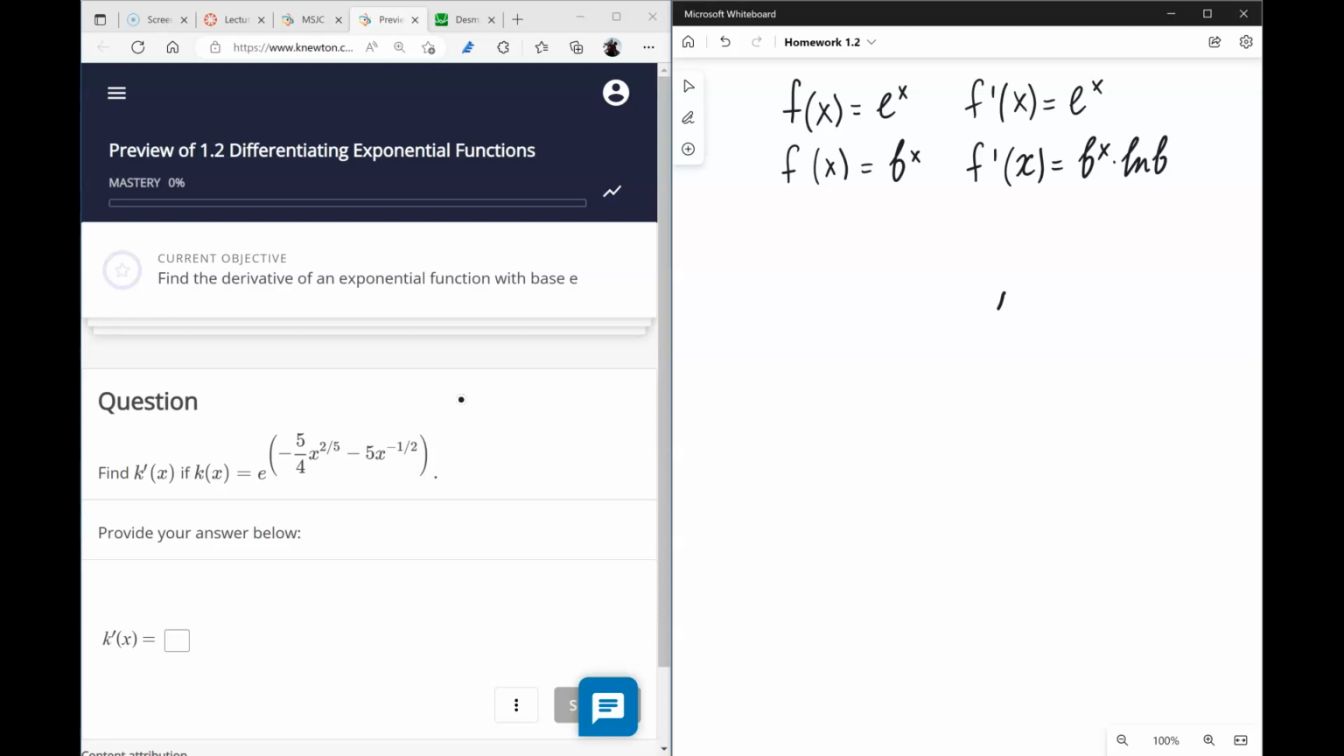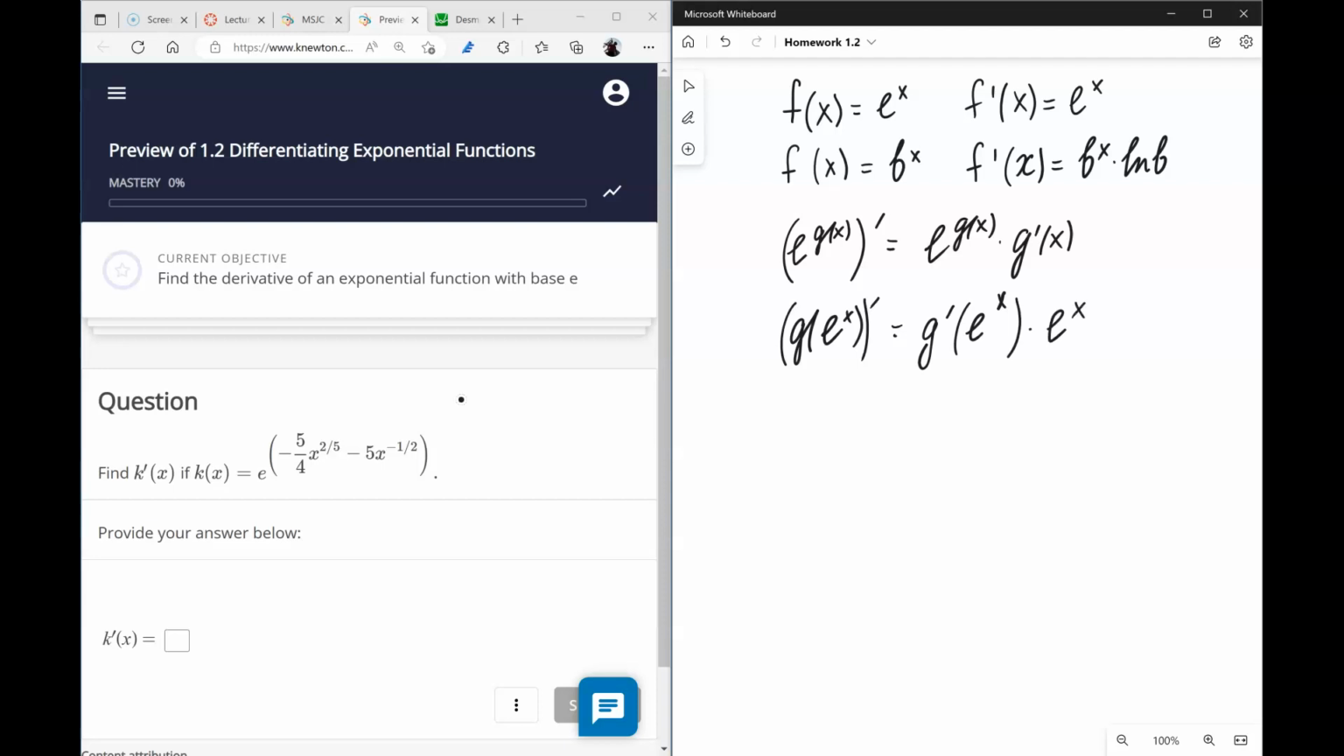This is what we've learned, and of course, because of the chain rule, if you start combining the exponential function with something else, so let's say we take e to the power g and try to take the derivative, this will be equal to e to the power g of x, because the derivative of e is the function itself, times g prime of x. And vice versa, if we have e to the x as the input to some other function and we try to differentiate it, then it will be the derivative of g evaluated at e to the x times the derivative of the inner function, which is e to the x.